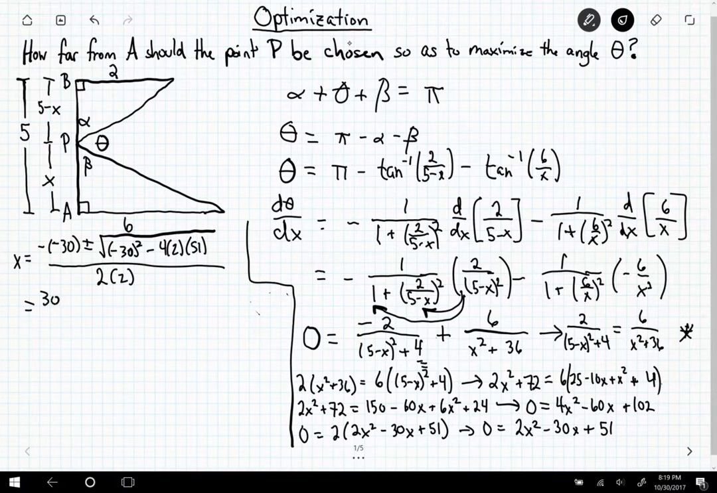Don't expect it anymore. So going from here, 30 plus or minus the square root of, well, what's going to happen? 30 squared is 900 minus 4 times, well, you can do 2 times 51. That's going to be 102, and then 4 times 102 is going to be 408. And then all this is going to be over 4.